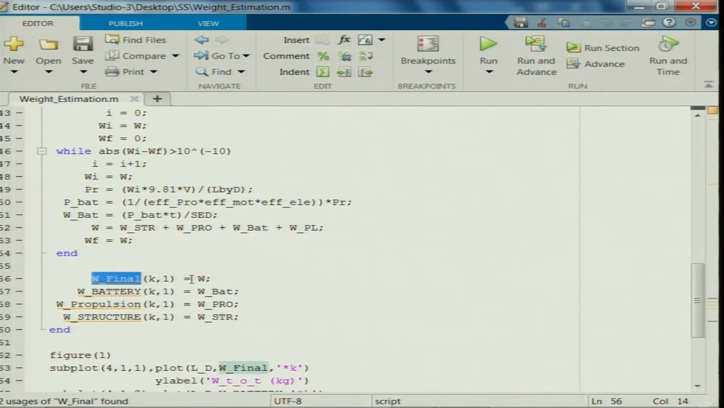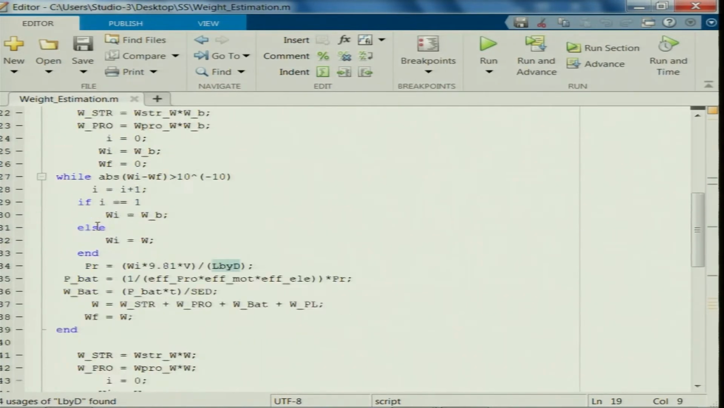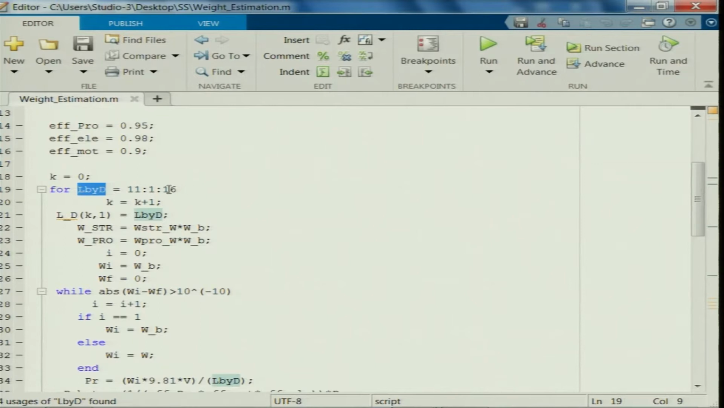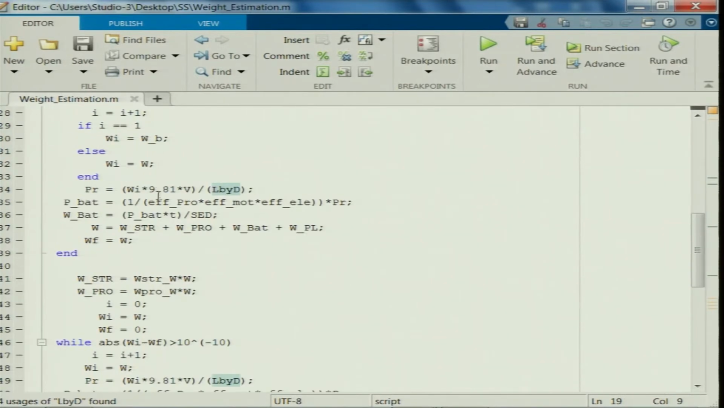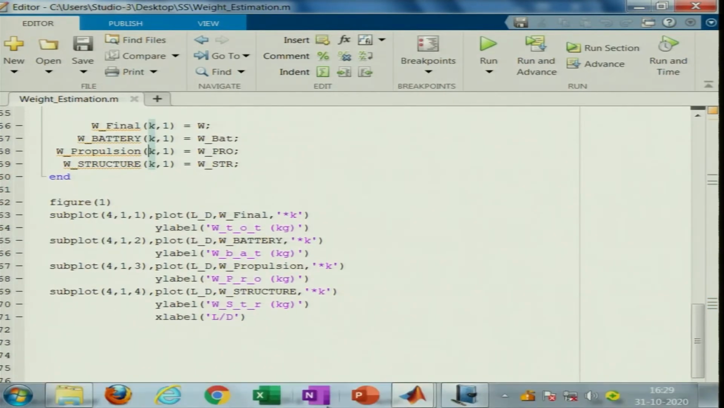So, the final weight of the aircraft is obtained after this second while loop for a particular L/d. This for loop iterates for different L/d, starting from 11 to 16 with an increment of 1. For each and every L/d, we are estimating the total takeoff weight of the aircraft. During the process, we also figured out the total battery weight for that particular L/d, and the structural weight as well as the propulsion weight, and we have plotted that.